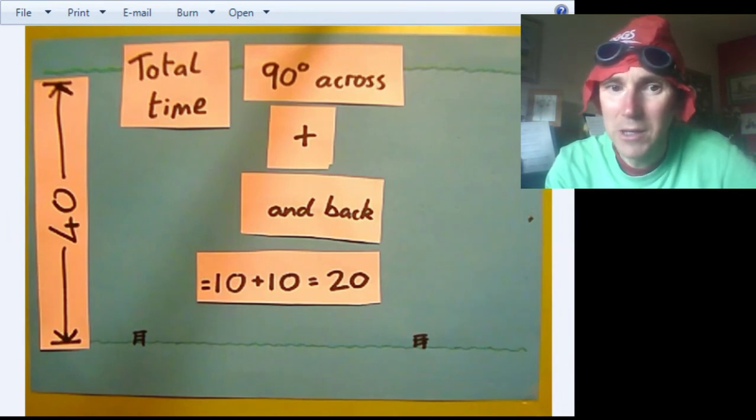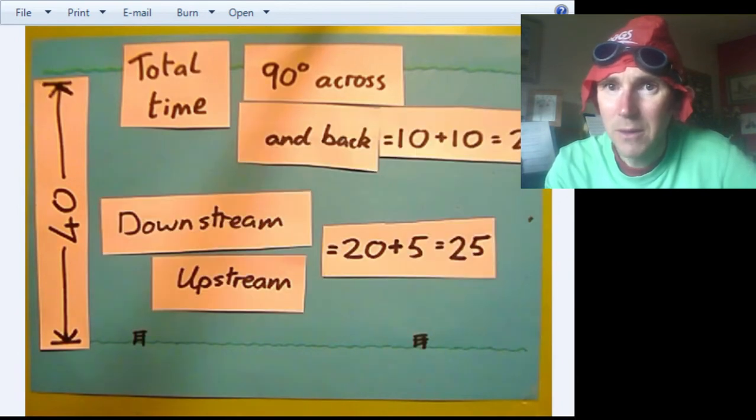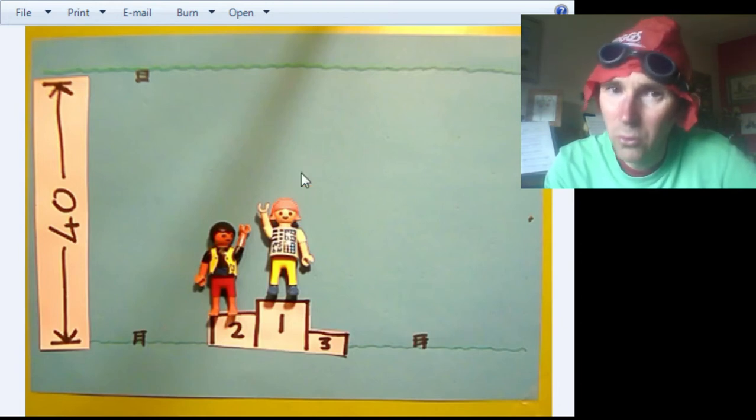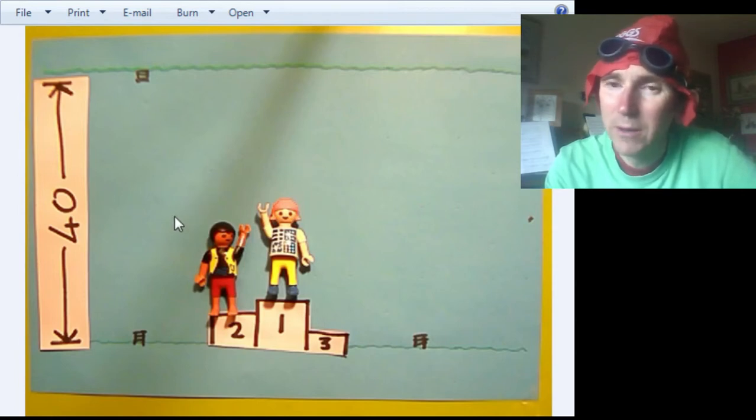Let's just recap and see who wins then, see if you were right. Going 90 degrees across and back, that was Amber, 20 seconds. To go downstream and then back upstream, downstream was 5 seconds, upstream was 20 seconds, that's 25 seconds. So what we've seen is that if there's a flow on the river, it's the person that swims at 90 degrees to the flow, across and back, that wins. The person that goes downstream and upstream always loses. In fact, it doesn't matter how fast the river goes, they will always lose. There's no river speed where they can win.